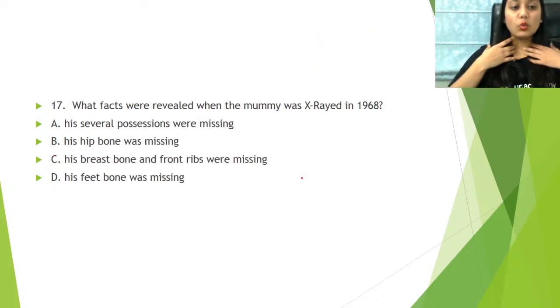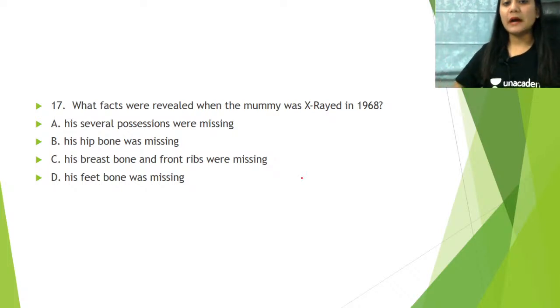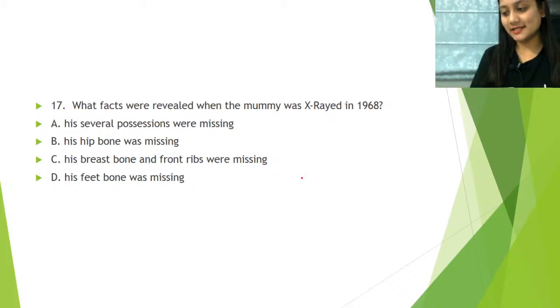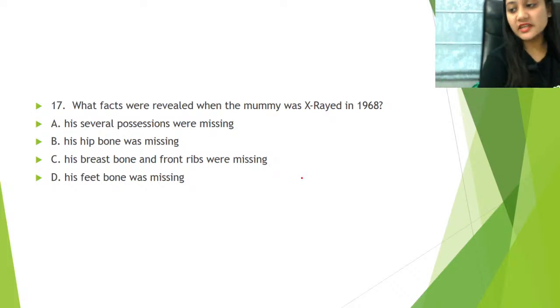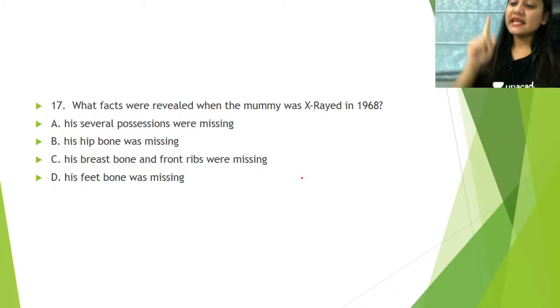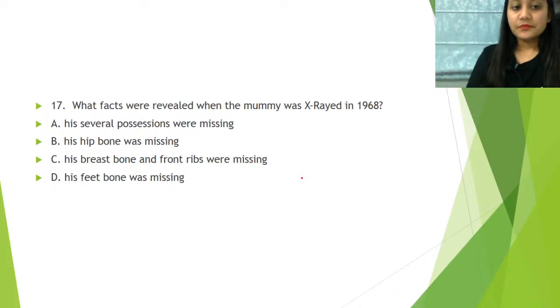1968. Okay, what facts were revealed when the mummy was x-rayed in 1968? Yeah, now it's fine, Nidhi. His several possessions were missing. His hip bone was missing. His breast bone and front ribs were missing. Then his feet bone was missing.